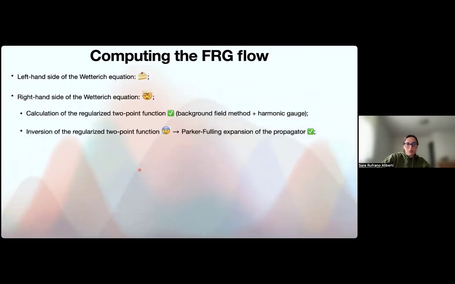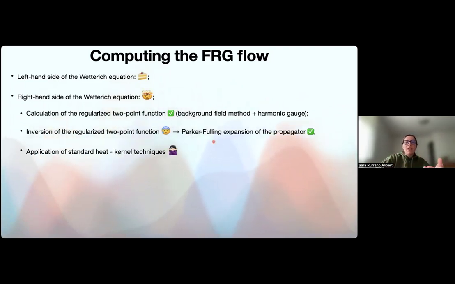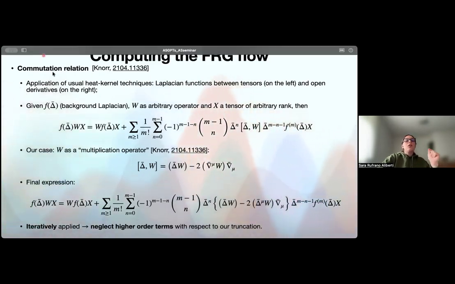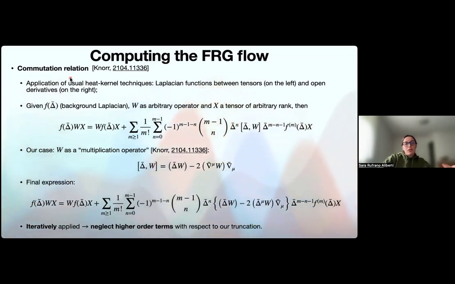But it's not the end of the story, because each term generated by the Parker-Fulling expansion is characterized by Laplacians, open derivatives, tensors, and so we couldn't apply the standard heat-kernel techniques to these terms, in principle, obtained by the Parker-Fulling expansion, because before that, we had to recast each term in order to apply the usual heat-kernel techniques, iteratively using the commutation relations derived by Benjamin in this paper.